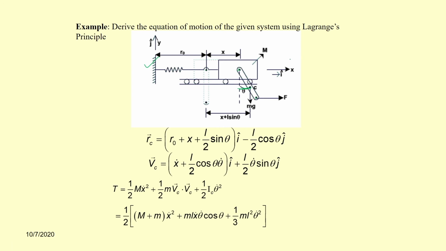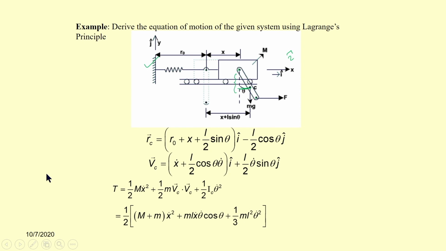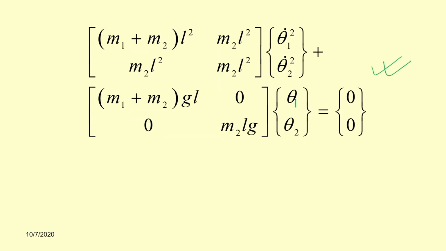We have taken this direction as i and the vertical direction as j. So this is the horizontal component, and the vertical component will be equal to minus L by 2 cos theta. This vertical component is in the downward direction, that is why there is this negative sign.